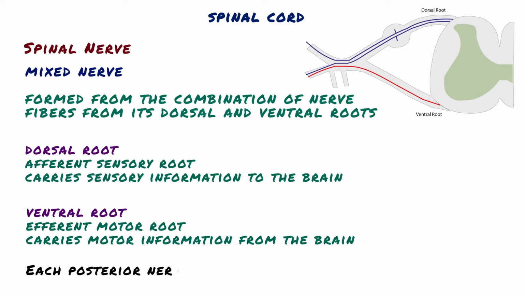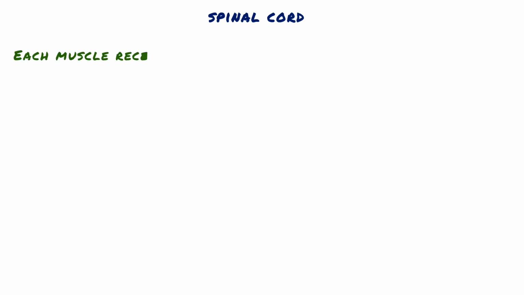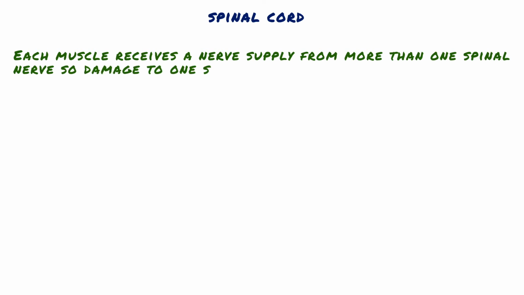Each posterior nerve root possesses a dorsal root ganglion. The cell bodies of sensory neurons, known as first-order neurons, are located in the dorsal root ganglia. Each muscle receives a nerve supply from more than one spinal nerve, so damage to one spinal segment cannot completely paralyze a muscle. Let's look at the macroscopic anatomy of the spinal cord.